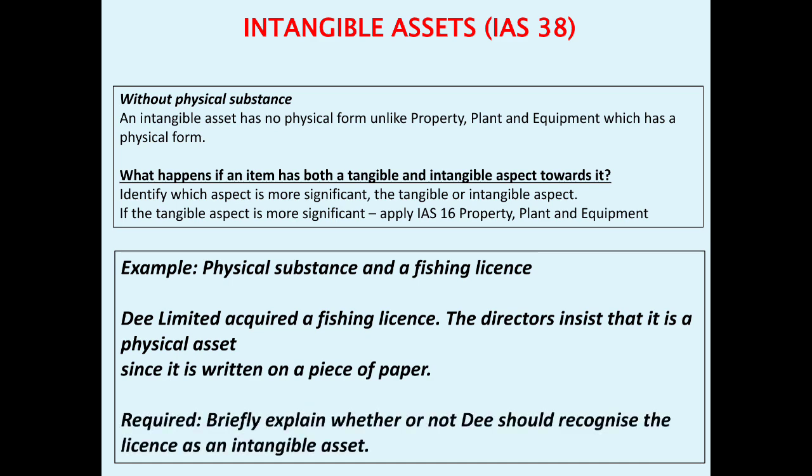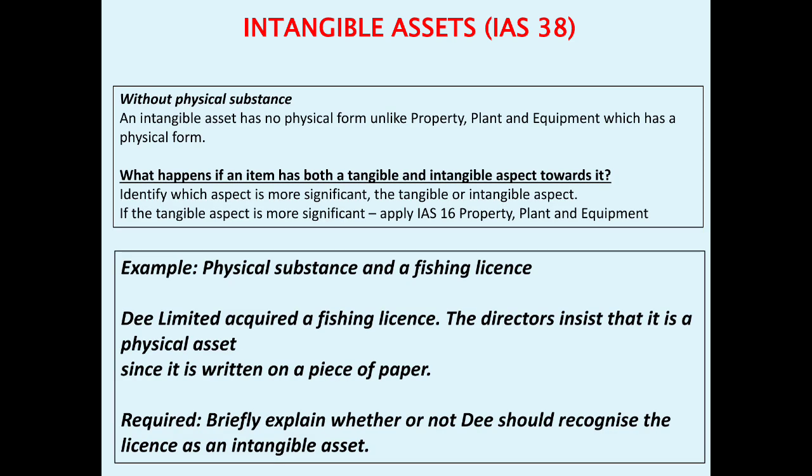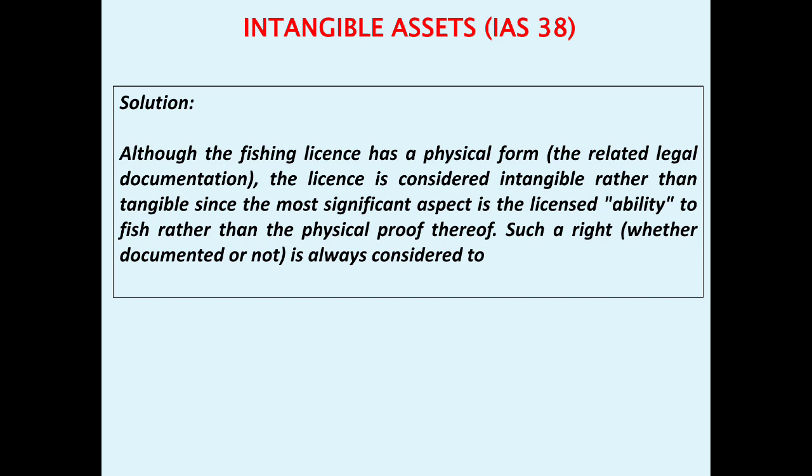All licenses are intangible. Remember, a fishing license might come out in an exam. Did they use it? Common. So, although a physical license has a physical form, the license is considered an intangible asset rather than a tangible asset, and it's an ability to fish. It's like a law it gives. So it's not something that you can touch, see, or whatever, right?